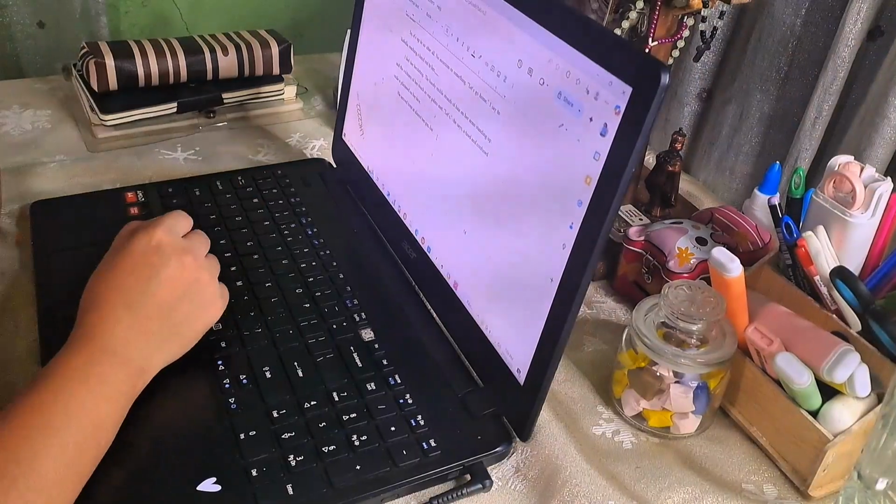And oh my god, this is crazy. It's the first time in so long that I'm writing like this. Everything is just going smoothly. And oh my god.